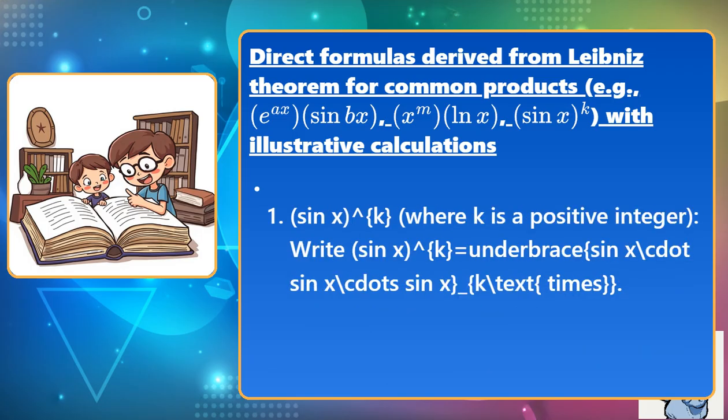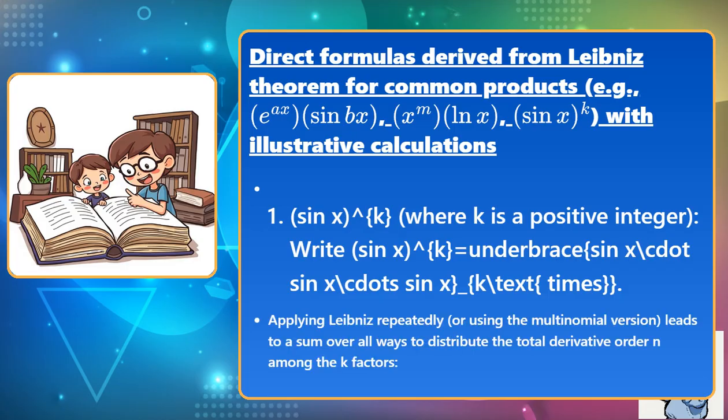Number 3, sine x to the k, where k is a positive integer. Write sine x to the k as sin x multiplied k times. Applying Leibniz repeatedly, or using the multinomial version, leads to a sum over all ways to distribute the total derivative order n among the k factors.